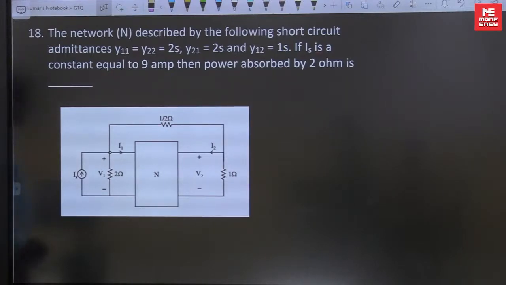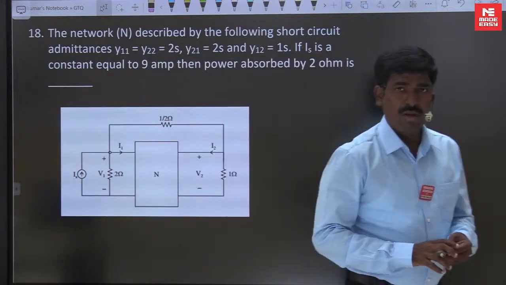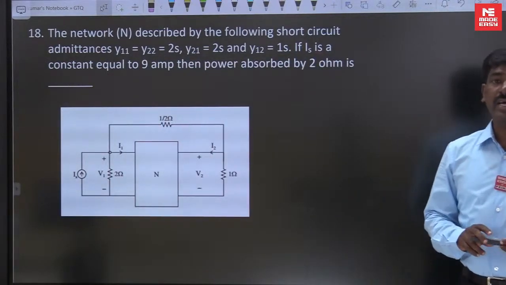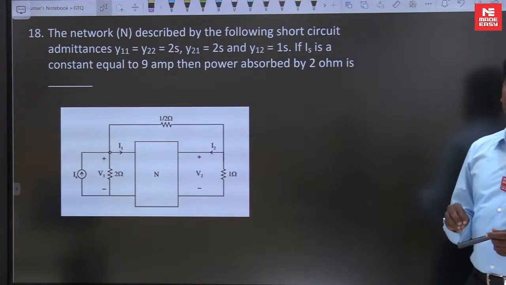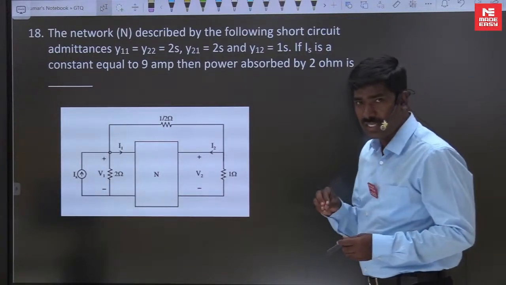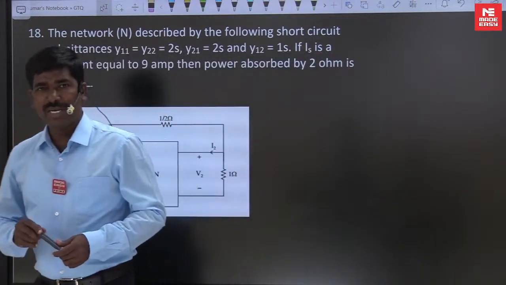Every resistive network is a reciprocal network. Therefore, resistive means it is always reciprocal. So AD minus BC is equal to 1.